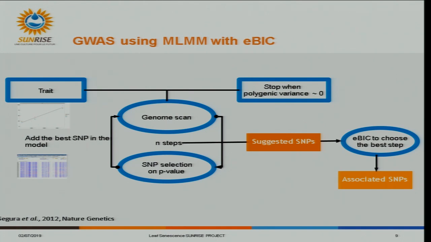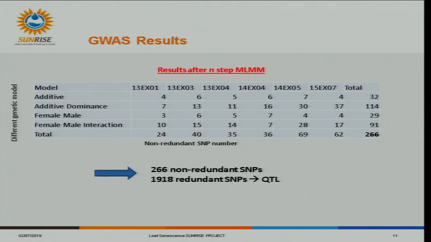This EBIC step usually works with flowering time or very heritable traits. When you work with more complex traits, usually you don't get any robust associated SNPs, and you keep working with these suggested SNPs. So this is what we've done.